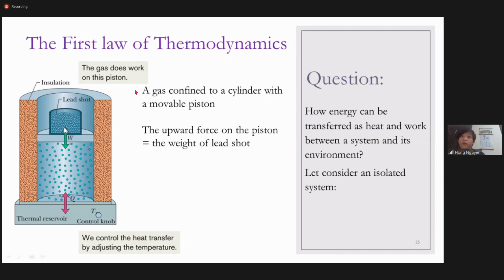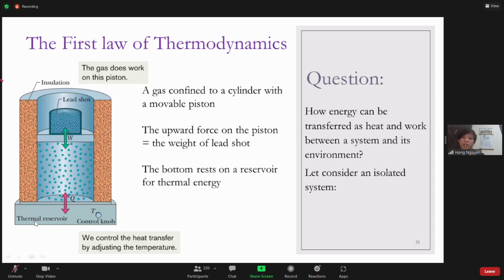The upward force on the piston is generated by putting a lot of electrodes. So I mean the upward force on the piston is actually the weight of the electrode. This one. And at the bottom of the piston, we have a thermal reservoir for thermal energy.